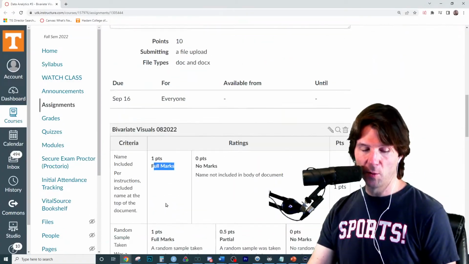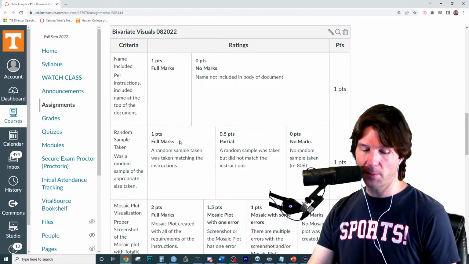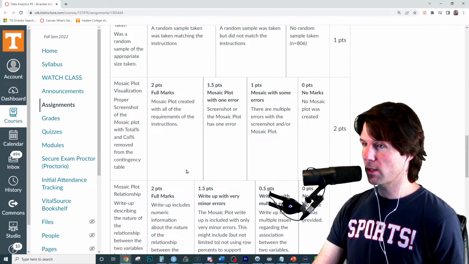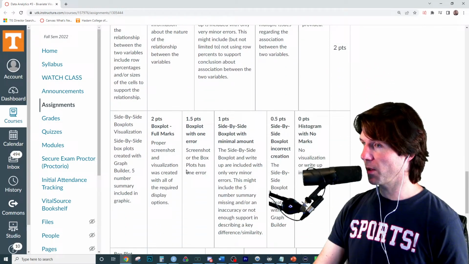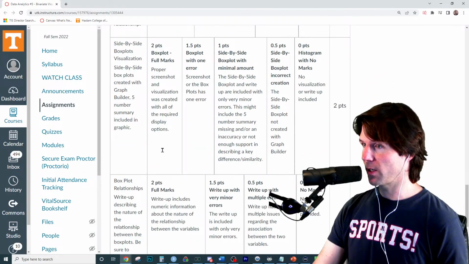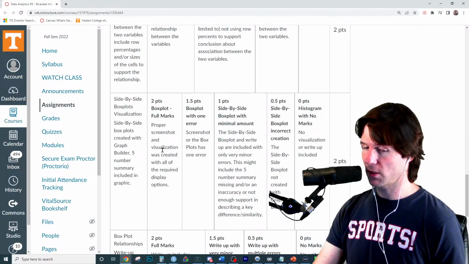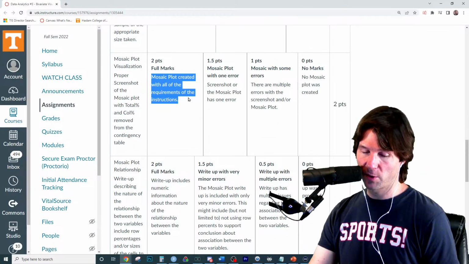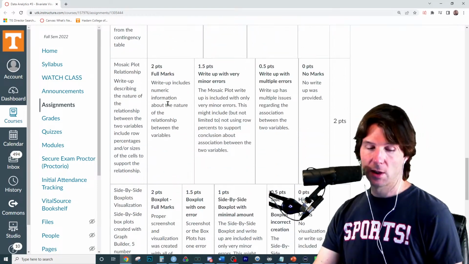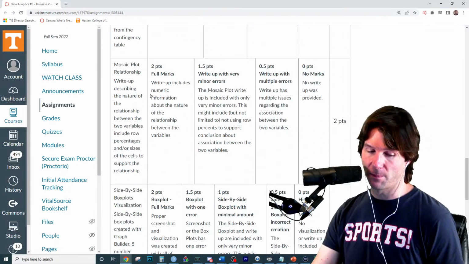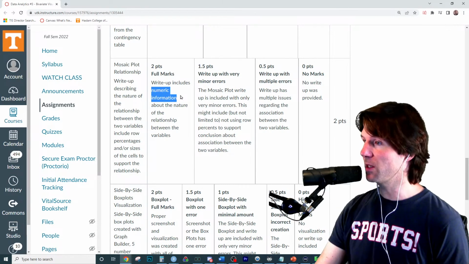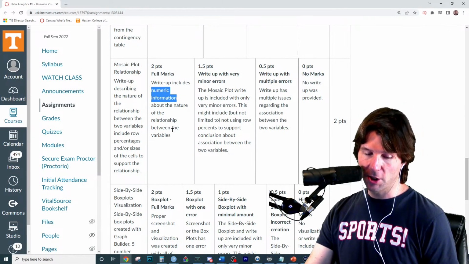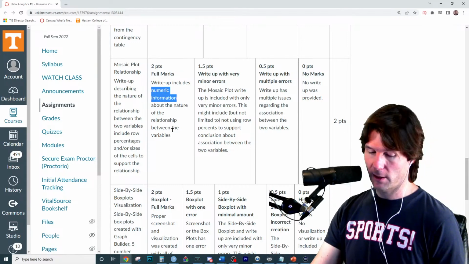So now we've secured a few more points by taking a random sample, and then we need to use it for the remainder of this assignment. We need to visualize the mosaic plot. We need to interpret the mosaic plot. We need to visualize the side-by-side box plot, and we need to interpret the side-by-side box plot. And take a look at what you have right here. Mosaic plot created with all the required instructions. The write-up includes numeric information. This is where people are usually going to lose points, by not writing about the numeric information. About the nature of the relationship between the variables, that's huge right there.